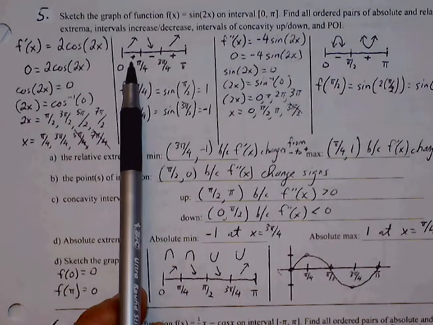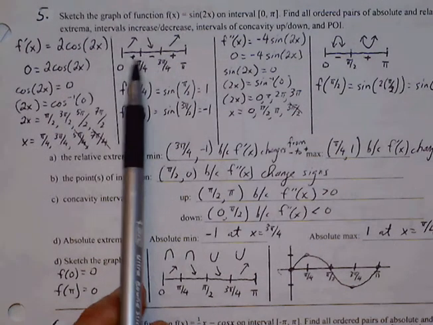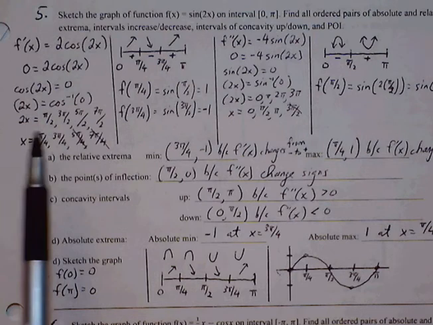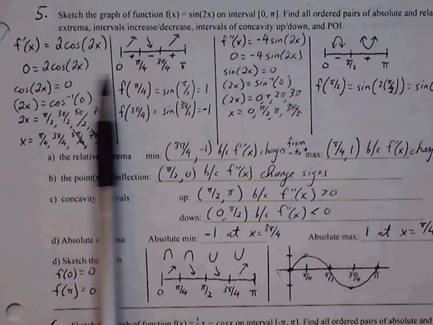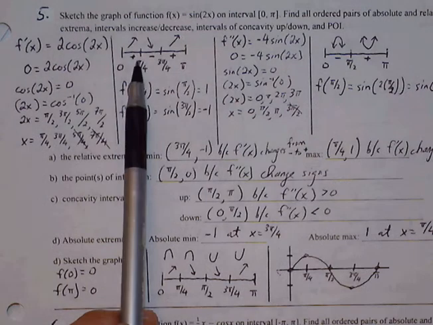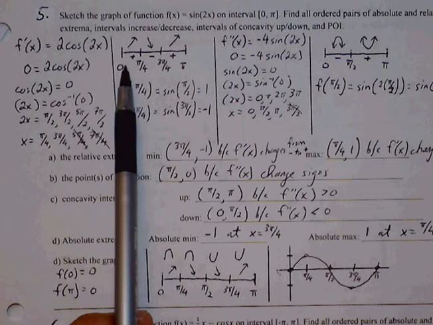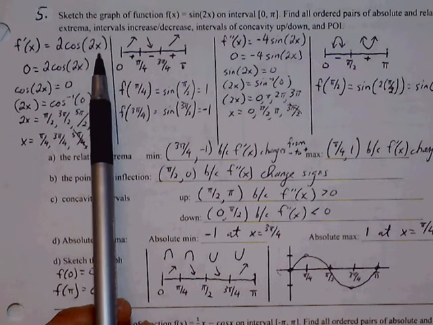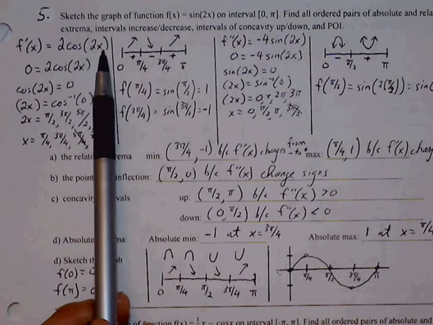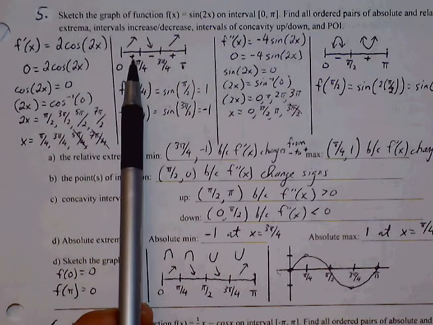Okay, here we can choose a value between 0 and pi over 4 to test to see whether each of these intervals is positive or negative. So we plug into the first derivative. If I choose a value between 0 and pi over 4, I can choose pi over 6. So pi over 6 in for the x. So 2 times pi over 6 is pi over 3. Cosine of pi over 3 is a positive value times 2. That's a positive.